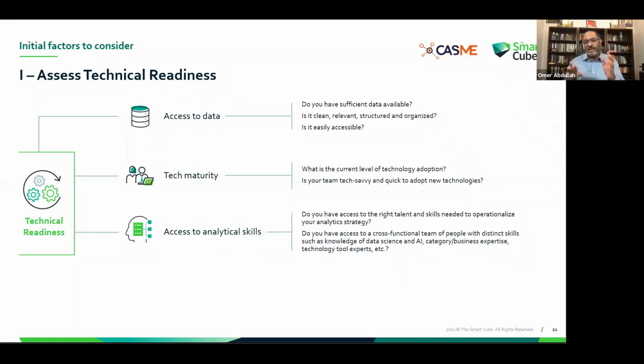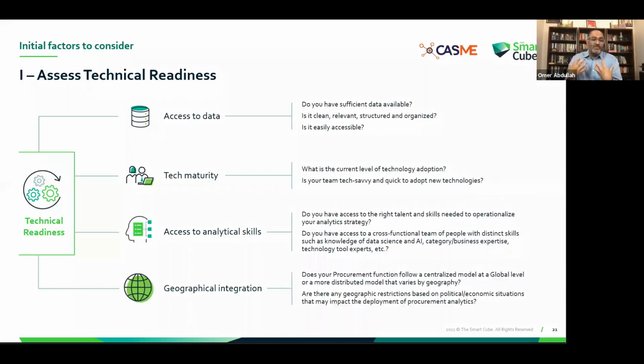I'm oversimplifying a little bit, but there are different types of skill sets. So that competition for talent is not just about getting an analytics person, it's about getting the right kind of person to be able to do that, and bringing in the relevant tools, technologies, and category knowledge, business knowledge as well. And last but not least is geographical integration, right?